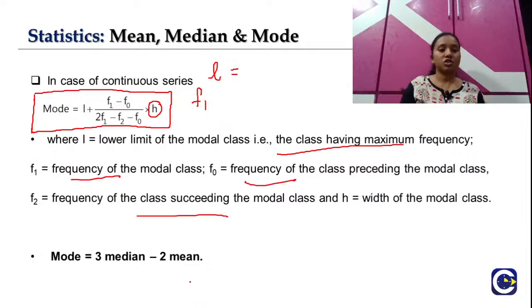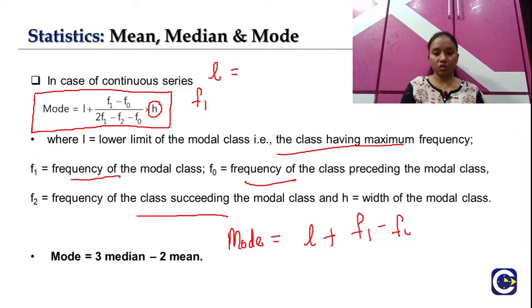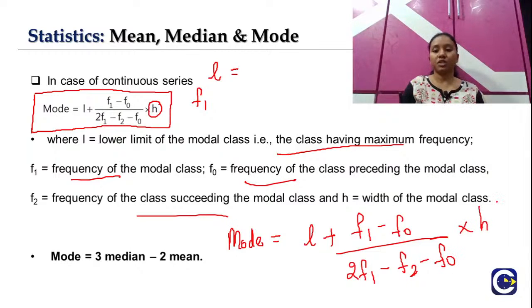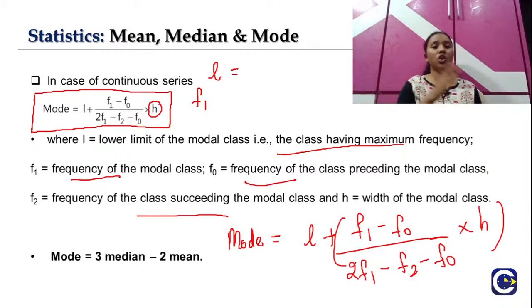So the mode formula in order to find the mode in case of the continuous series will be equal to L plus (F1 minus F0) divided by (2F1 minus F2 minus F0), into H. So this will be the formula in case of continuous series to find the mode. Right. So now we have seen our formulas for each of the series for mean, median and mode.